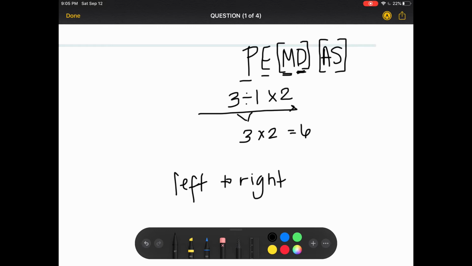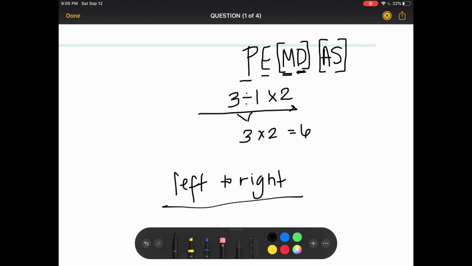Now, this is where so many people get messed up, because if you had done it the other way, you would have 3 over 2, which is not the right answer. So it's very, very important to make sure that you are doing it from left to right. And it's the exact same thing with addition and subtraction.